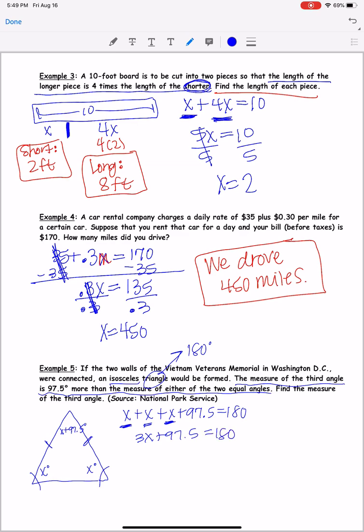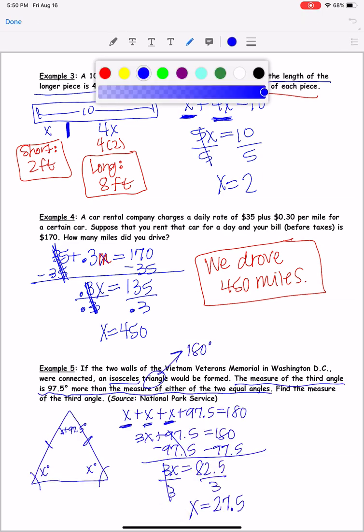Goal here is to get x by itself, so let's subtract this 97.5. So I'm going to get 3x equals, okay, that took forever, but it equals 82.5. And then divide by 3. And we get x equals 27.5. Now, just like before, that is not my answer.